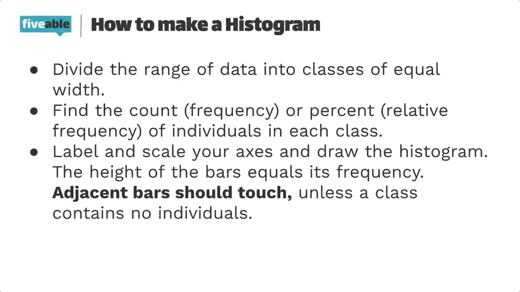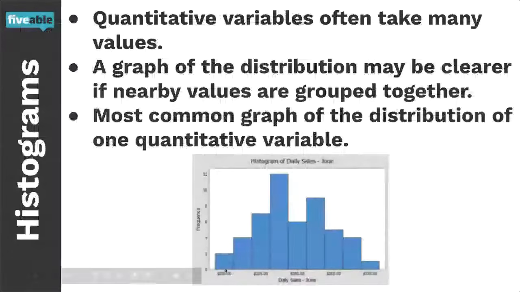Here's how you make a histogram. You divide the range of data into classes of equal width. So see these down here? These all have to be equal width. That's going to be really, really important to make a good histogram and to make something that's not misleading.